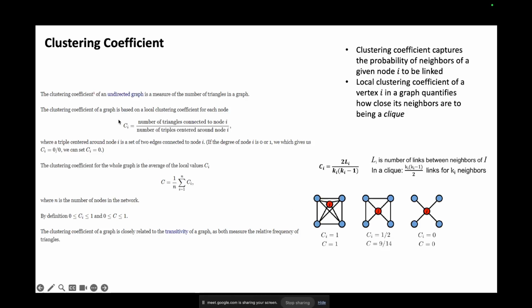The clustering coefficient of a graph is defined as the number of triangles connected to node I by the number of triples centered around I. So we'll see it in this example here. For example, in this case, you are interested in the ith node, and you want to find the clustering coefficient around the ith node. So in this case, your Ci, which is basically the clustering coefficient of this particular graph, is the number of triangles connected to this node.